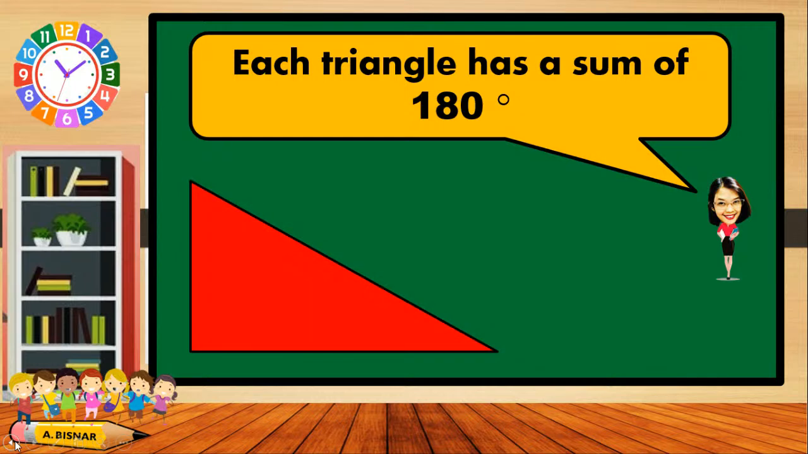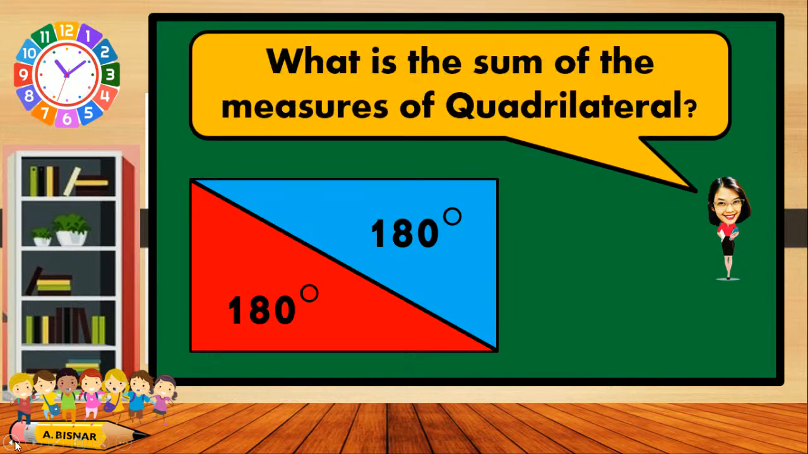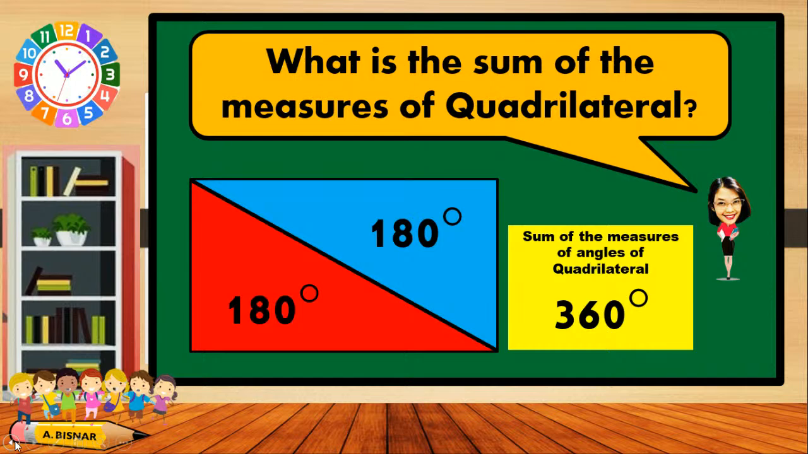So, for example, if each triangle has a sum of 180 degrees, then what is the sum of the measures of a quadrilateral? Again, when we say the sum, that is the total. So, you will add. Ano yung kabuoang measurement ng quadrilateral? Type your answers. Okay, Tubal, that's correct. The sum of the measures of angles of a quadrilateral is 360 degrees. You will just add.